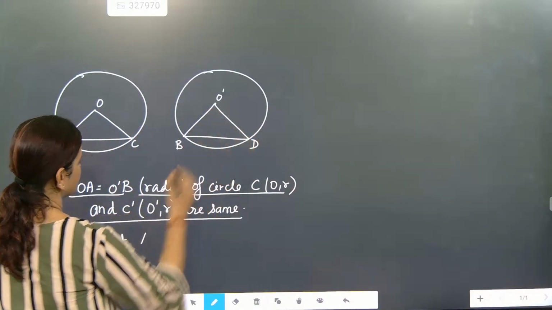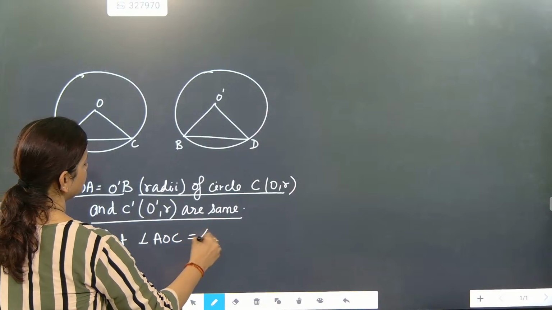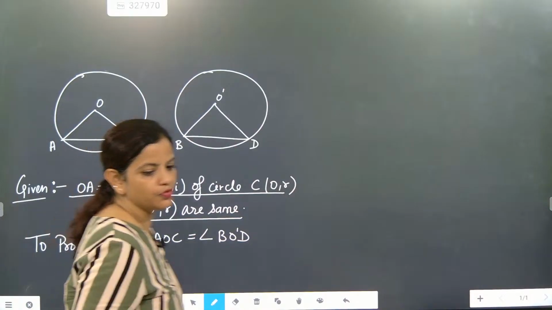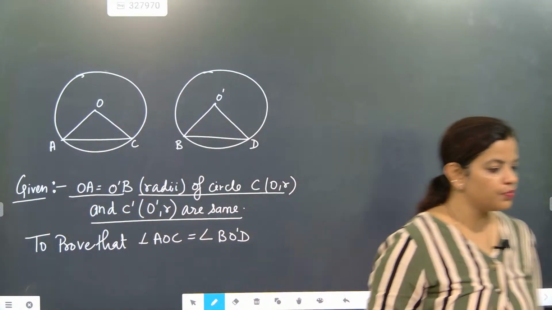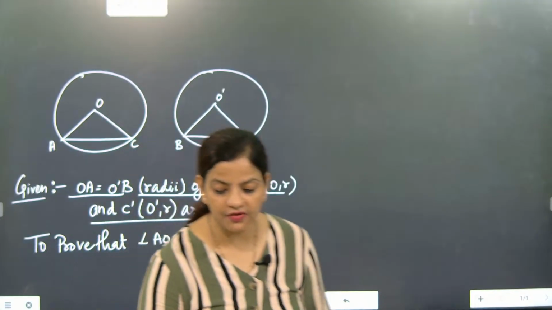They are telling to prove that angle AOC is equal to angle BO dash D. This is what they want us to prove. Now we can very easily prove that. Quadrilateral this week itself we are going to do.